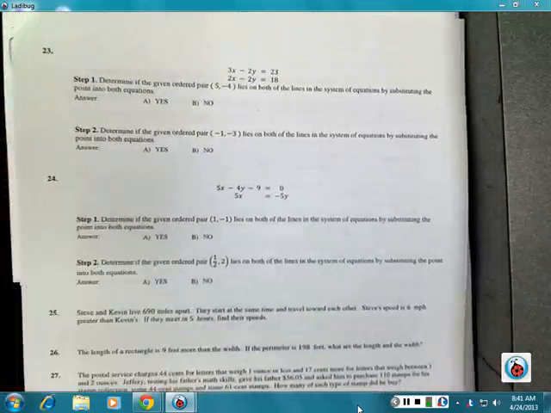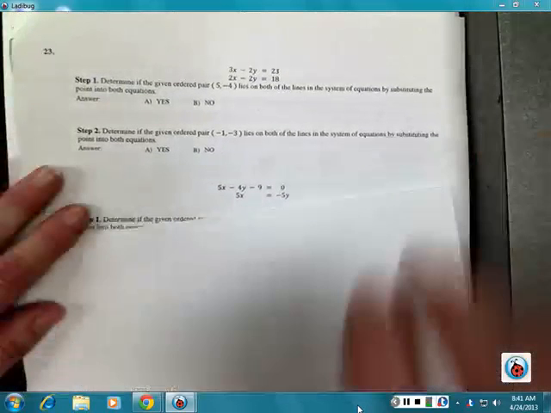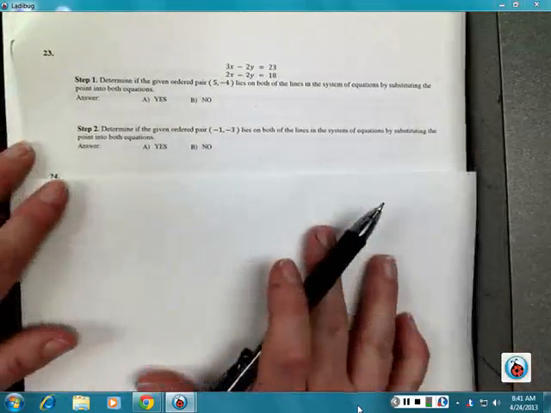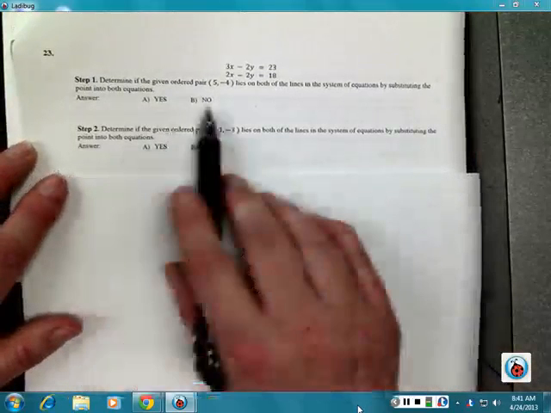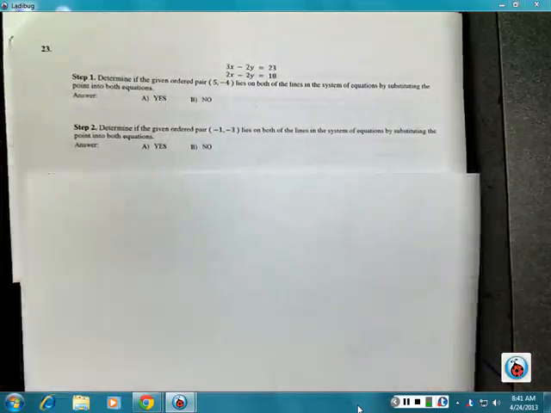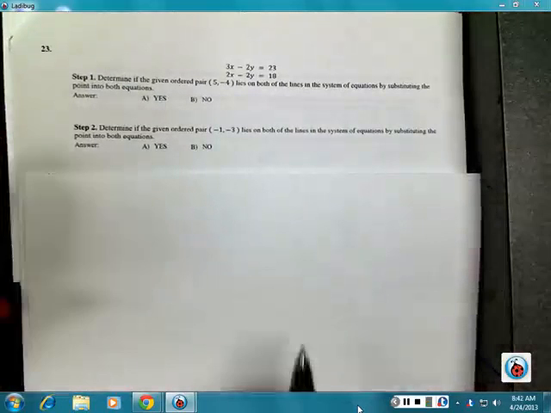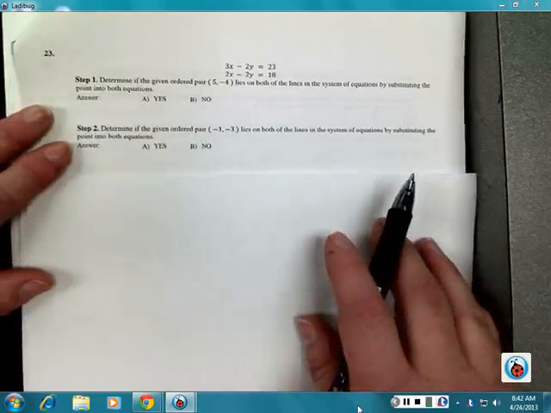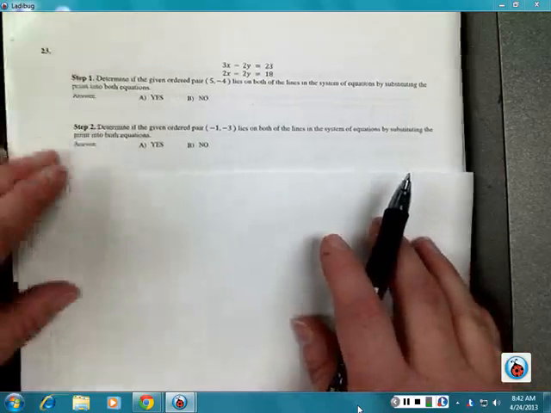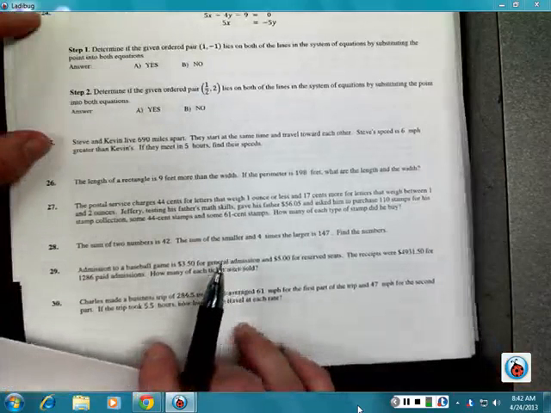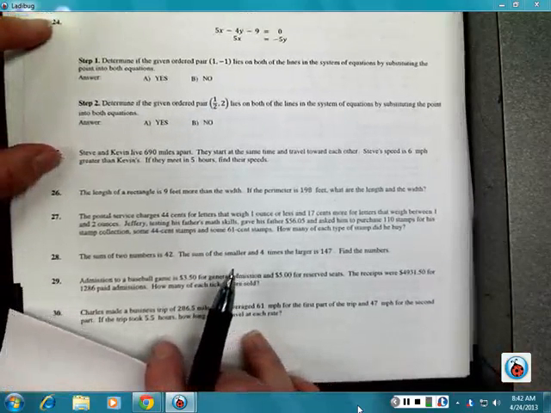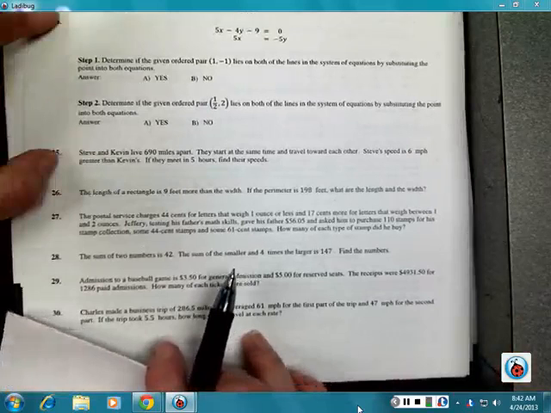And in 23, it says determine if the given ordered pair of (5, -4) lies on both of the lines in the systems of equations, and substitute the point into both equations. Does it? And I think you're okay there too, aren't you? We just got done doing one of those. So 23 should be good. 24 should be good as well. That's again plugging in to see if that point's going to work. And we did one of those, so you should be good there.